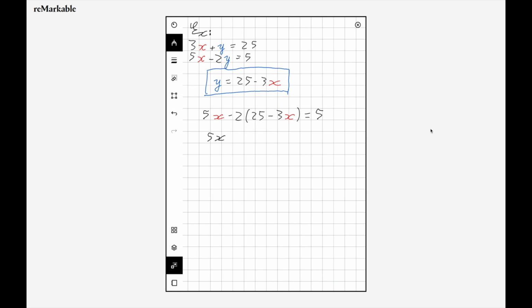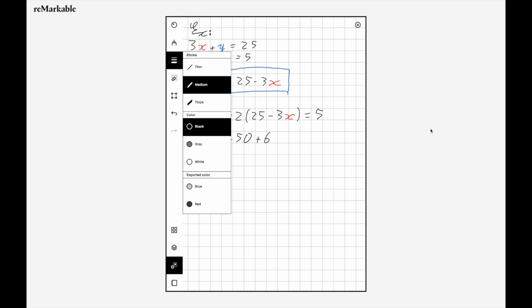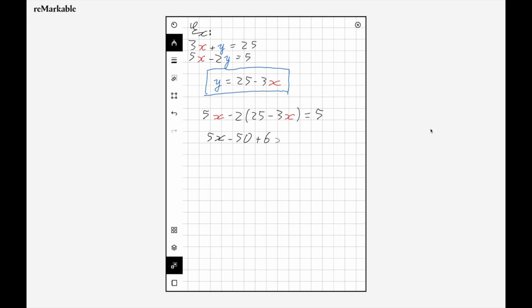Let's multiply each part of the parentheses by the negative 2. So this gets minus 50, and this minus minus is plus, so plus 6x. And let's make the x nice and red here as well, just for the sake of continuity and making this easy to see.